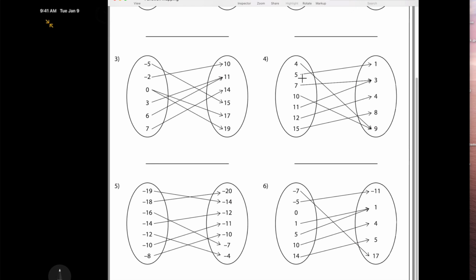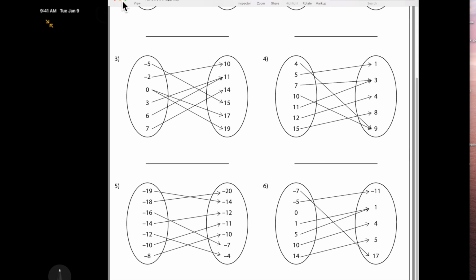Number 4. 1 output for every input. This looks good. It's okay that 4 and 10 both have 9 as an output. Next one, number 5. Looks okay, all okay. Last one. It's good. This has no output. So I would call this not a function.